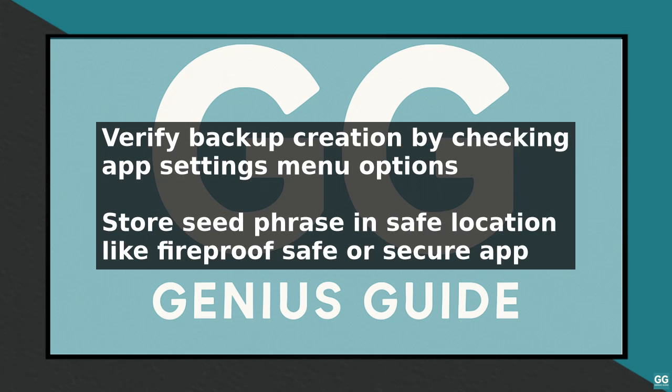Best practices for backing up your Phantom Wallet mobile app include storing the seed phrase in a safe and secure location, such as a fireproof safe or a secure note-taking app. You should also avoid storing the seed phrase on your device or in a cloud storage service, as this can compromise the security of your digital assets.